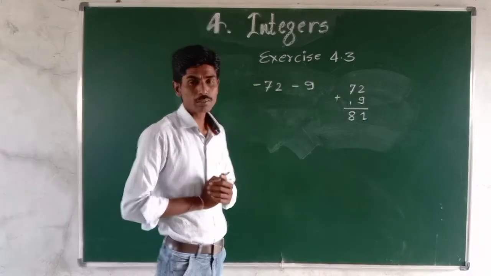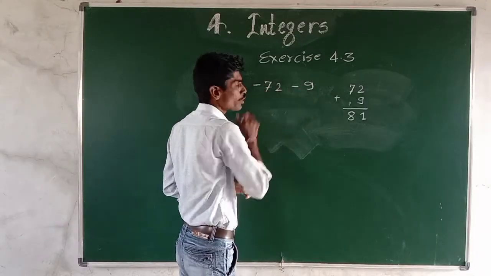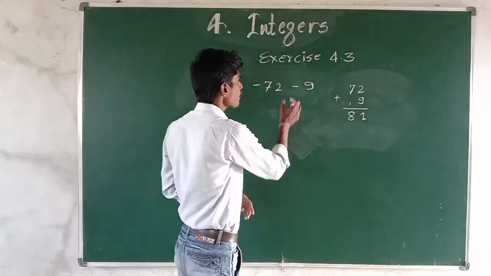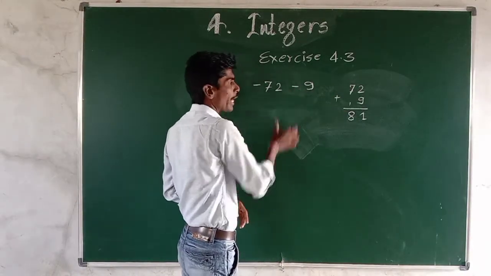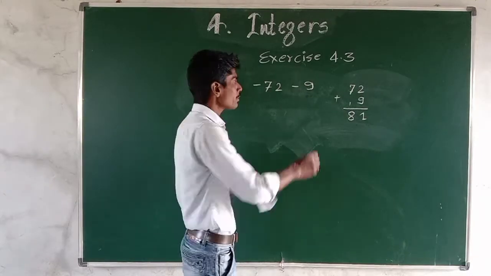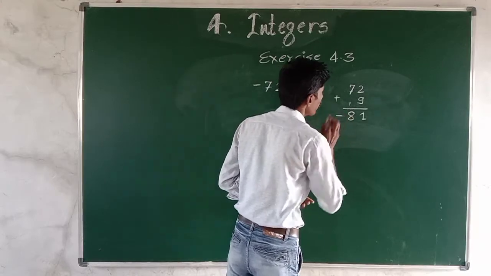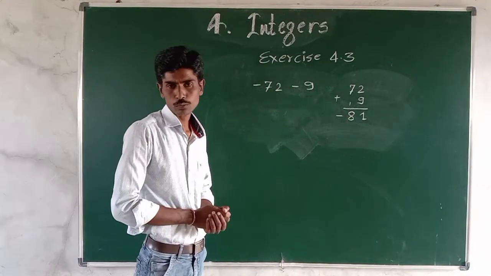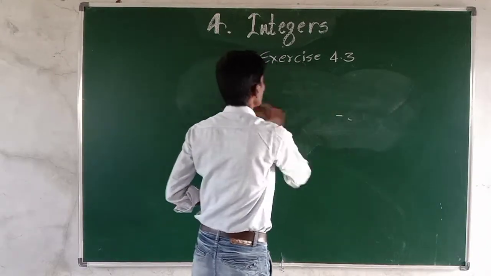But what about the sign? There is the same sign for both numbers. At that time we have to do addition of both numbers, and the sign will be that of the bigger number, which is minus, so the answer is minus 81. Okay, so this is the way to solve the questions.